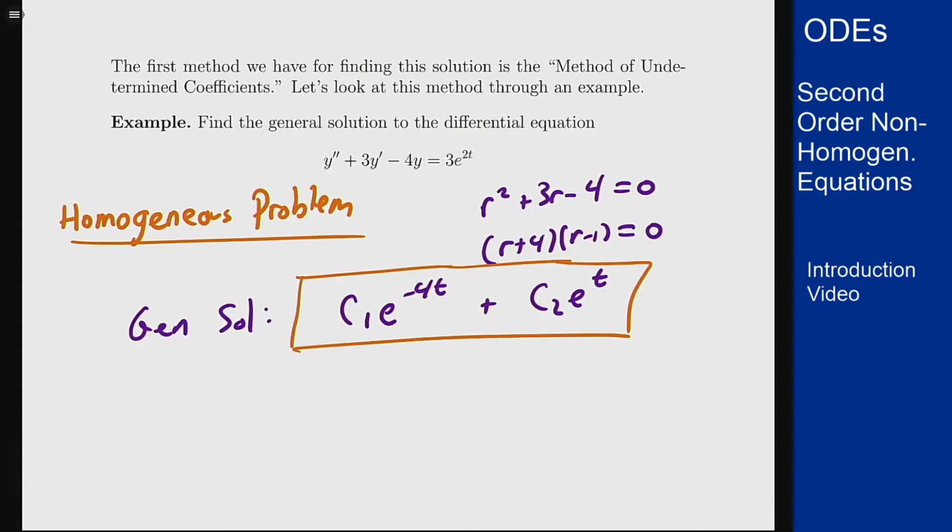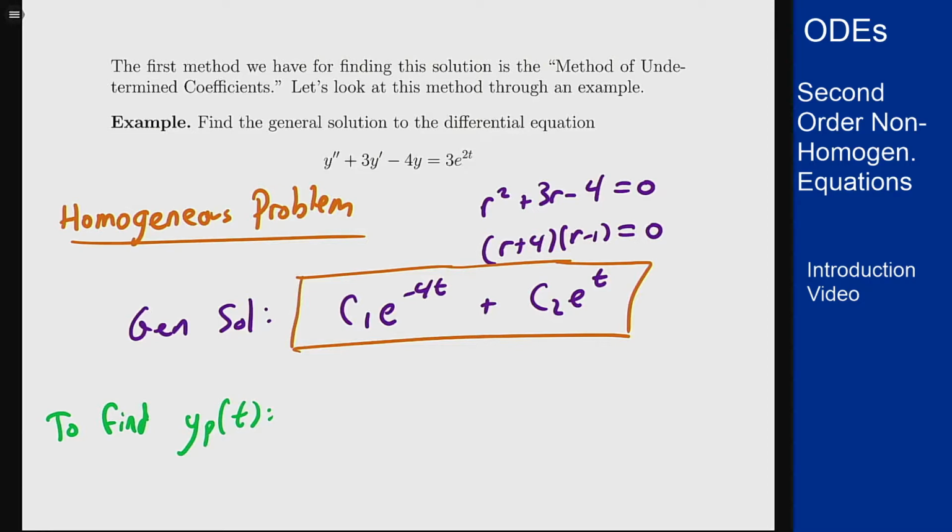But now we have to find the yp. So to find yp, which remember is any particular solution that solves the non-homogeneous problem, let's just think about this problem. We have on the right side a constant times e to the 2t. Great. On the left, we have derivatives and multiplying by constants.